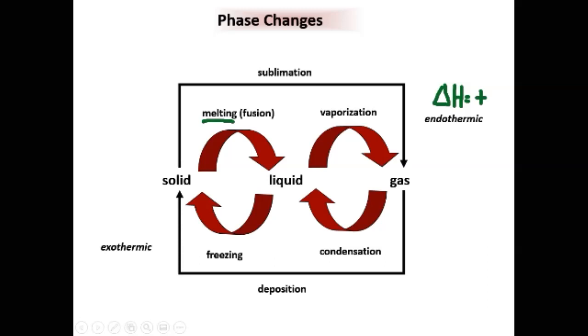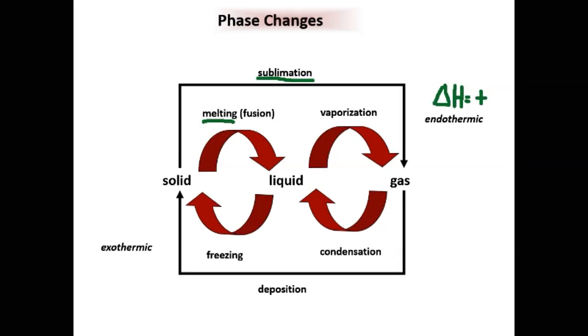Now sometimes when you have a solid that has very weak attractive forces, when you add enough energy, it goes directly from a solid to a gas through sublimation. And a good example of this is dry ice. So when you take a chunk of dry ice out, it absorbs the energy, it goes directly to a gas. And so these are all endothermic processes. So they have to absorb energy to go from a solid, liquid to gas.